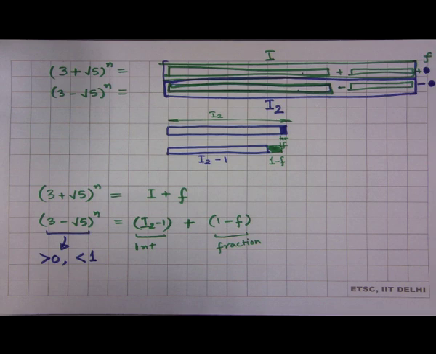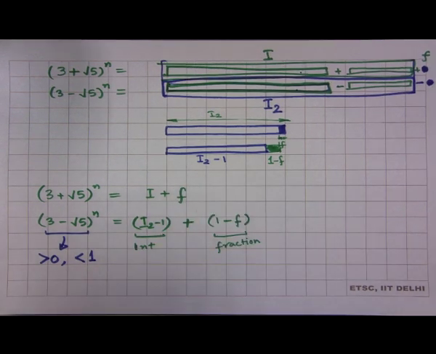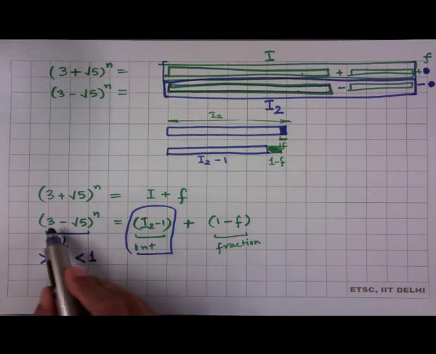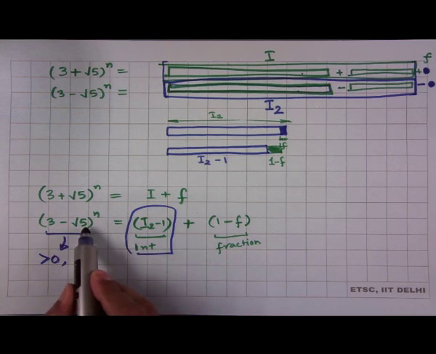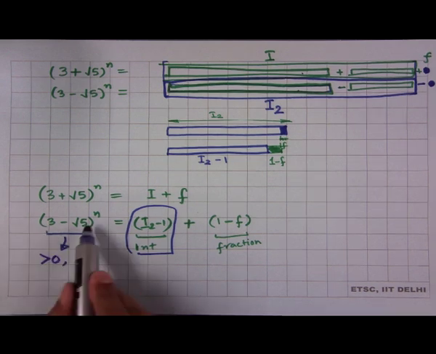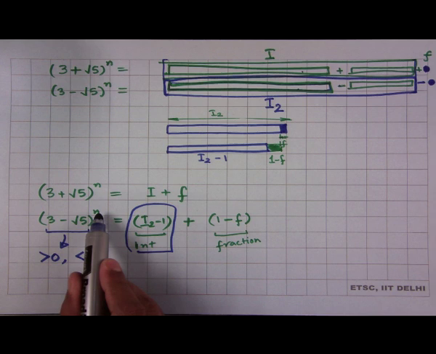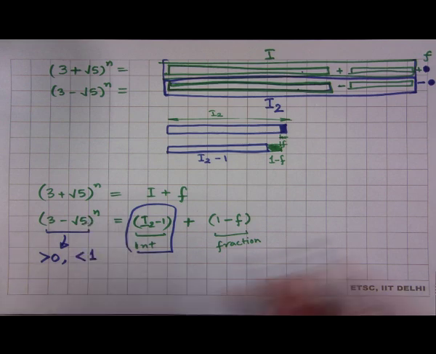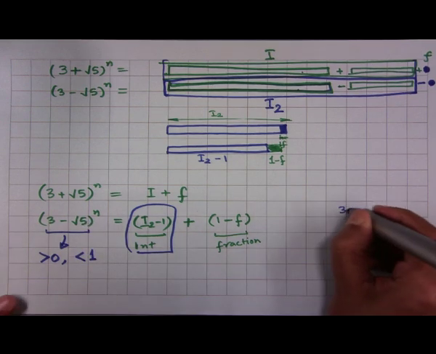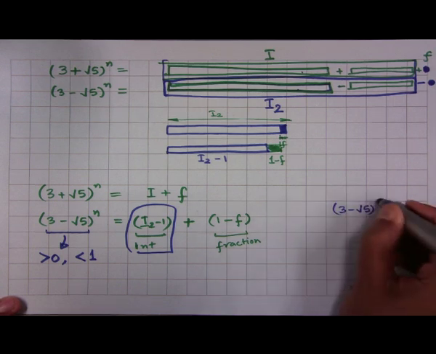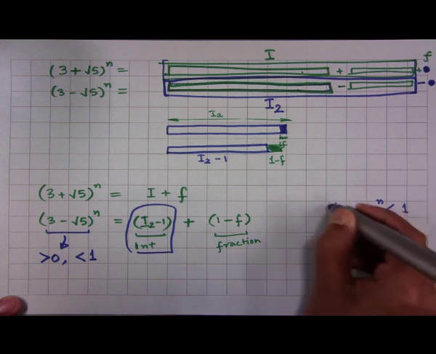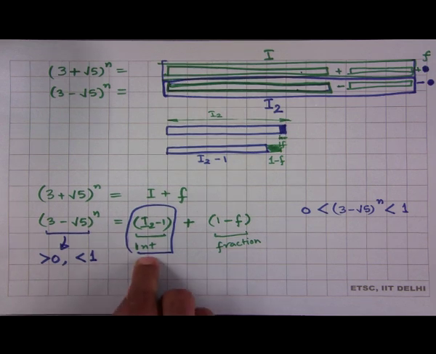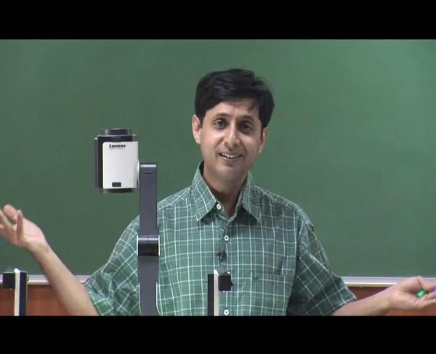Right. So, therefore, what is the integer portion? 3 minus root 5 is more than 0, less than 1. 3 minus root 5 whole power n is also going to be more than 0, less than 1. So, what is the integer part? The integer part is nothing but 0.